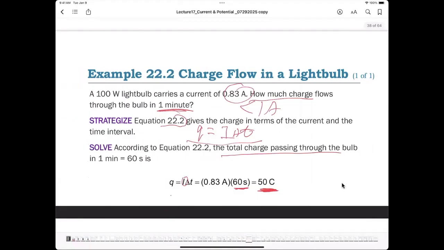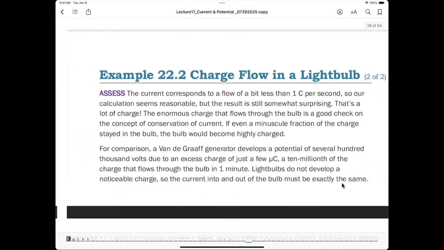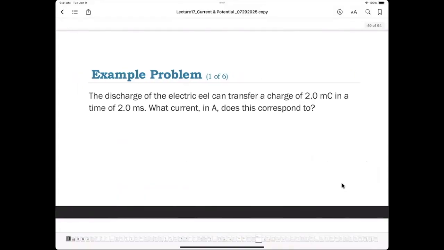Even so, if you touch the bulb after it works for like 1 hour, it will be hot. Which means even though the current is small, the charge through the bulb is not small. That energy can be transformed to thermal energy, which makes the bulb hot. We will talk about this later. Let's talk about this example problem.